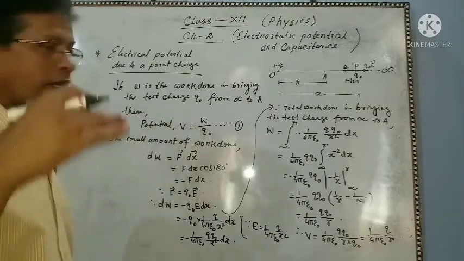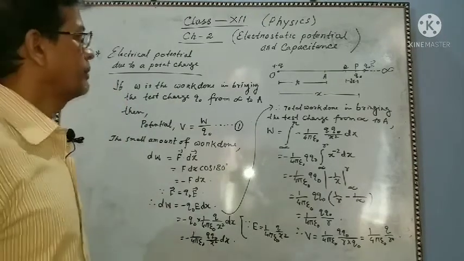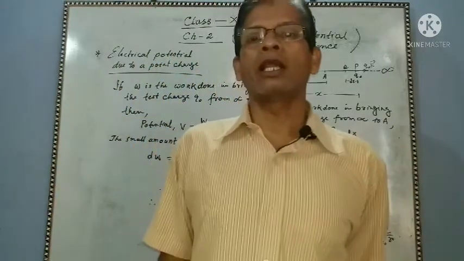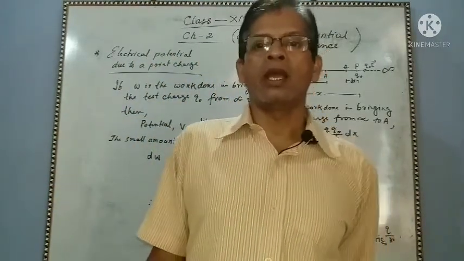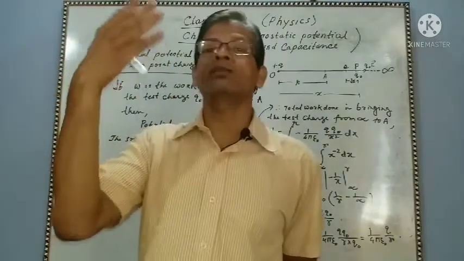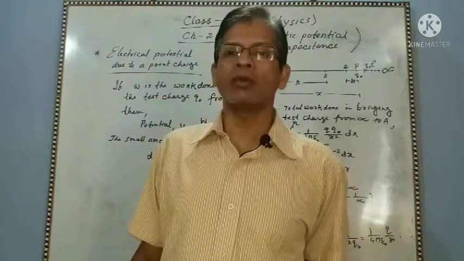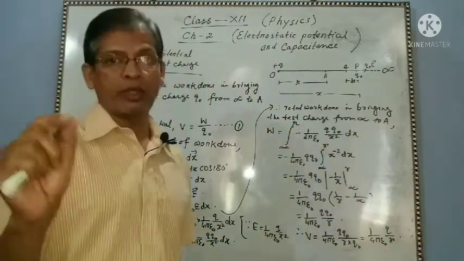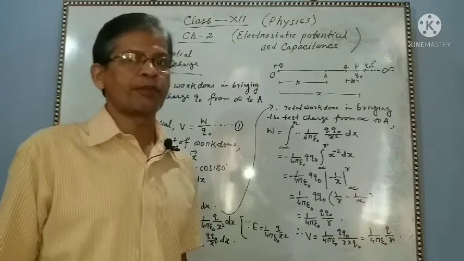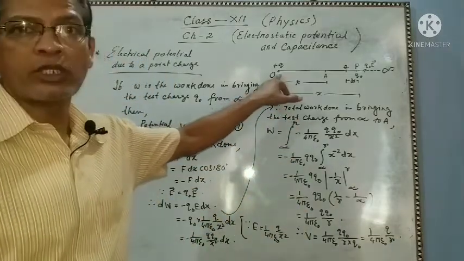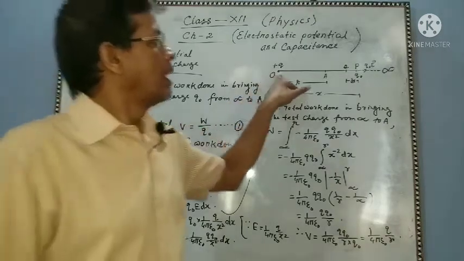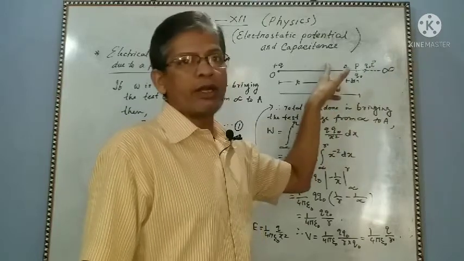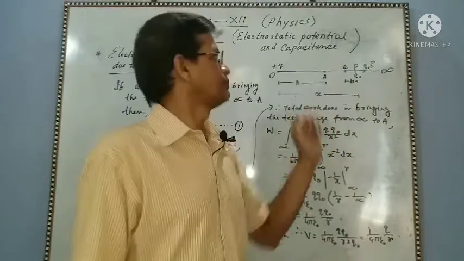Clear? Again I am discussing. Our aim is to find the electric potential at a point. So the question is, what is electric potential? Electric potential means the amount of work done to carry a unit positive charge from infinity to that point where you want to find the potential. And for this we have taken a source charge plus Q and a test charge, and it is taken from infinity to point A. Our aim is to find potential at point A.